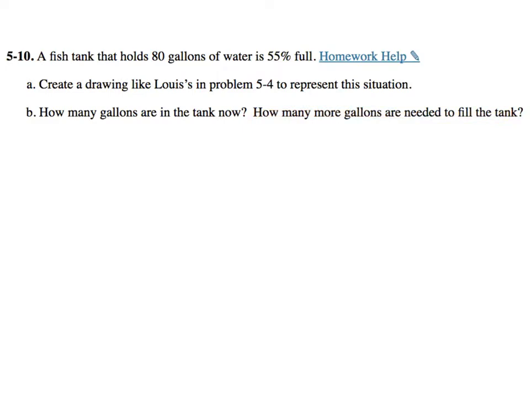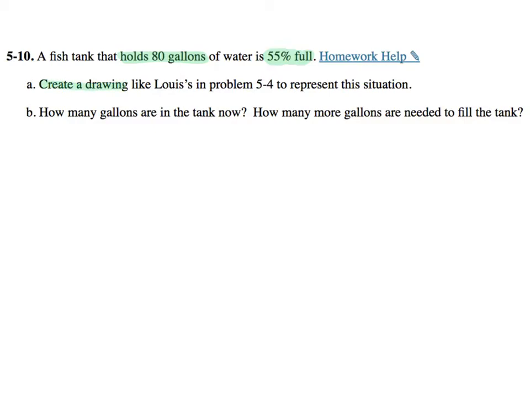Let's go back to the first sentence. So we know that we have a fish tank that can hold all together, that's what hold means, 80 gallons of water. But right now, it's only 55% full. Now we're being asked in example A to create a drawing. So you need to look at your notes.